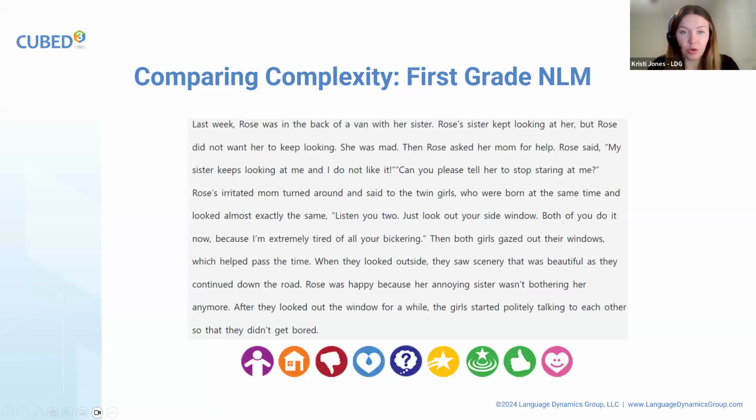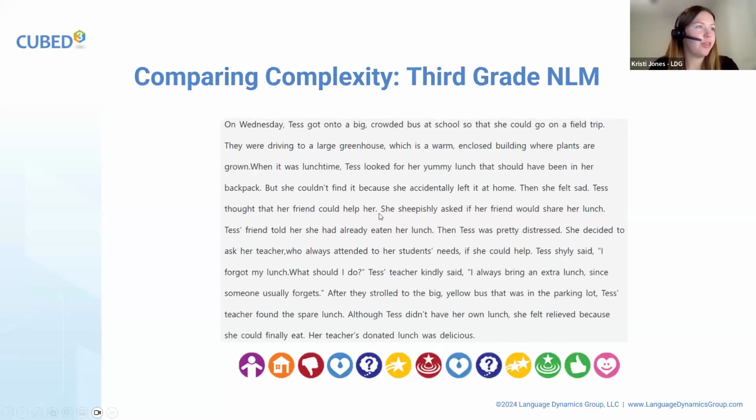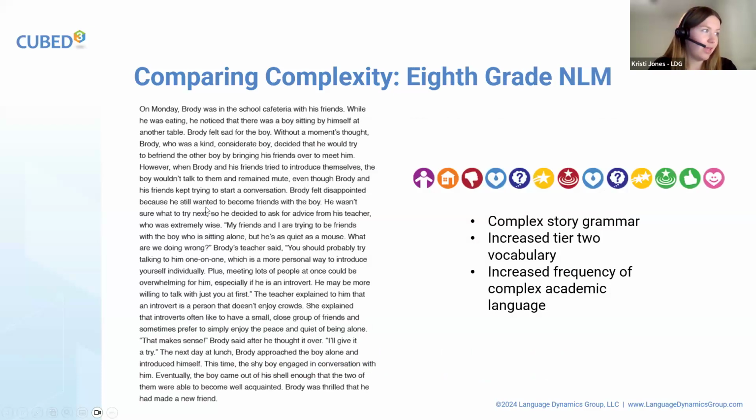So that's very, very short. Twin girls who were born at the same time looked almost exactly the same. In 3rd grade, we have, let's see through here, we've got a greenhouse. It says a large greenhouse, which is a warm enclosed building where plants are grown. Then when we get to 8th grade, we get to introvert. We've got like 3 complete sentences about introverts. So the amount of information that is being given to convey the story is much greater in these instances.